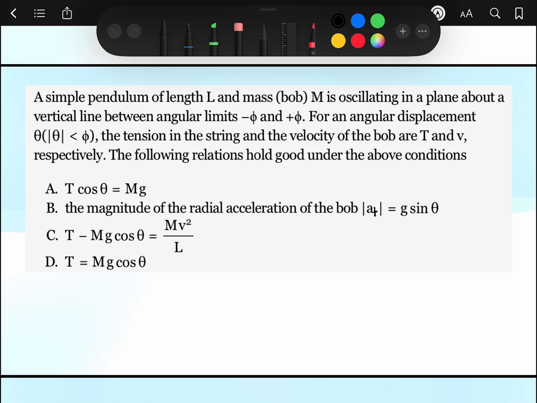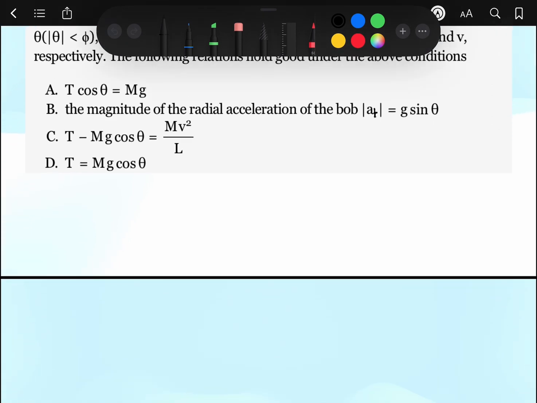For an angular displacement theta, where modulus of theta is less than phi, the tension in the string and the velocity of the bob are T and v. So it is an intermediate situation that is given in the question. We have to analyze it. The following relations hold good under some given conditions.